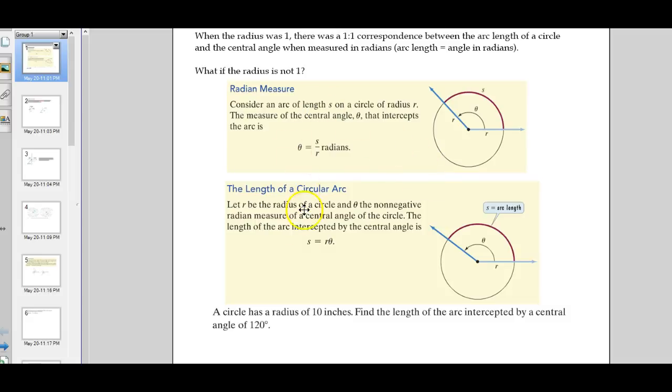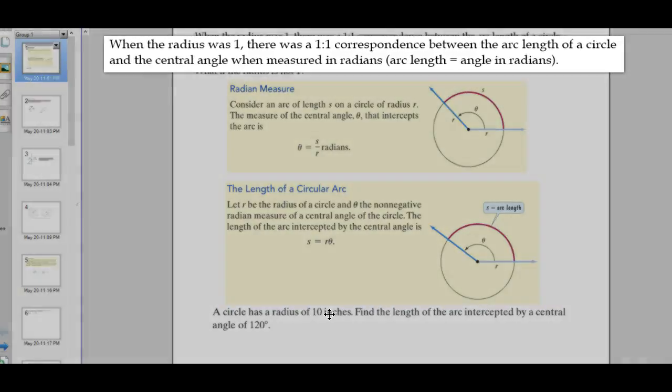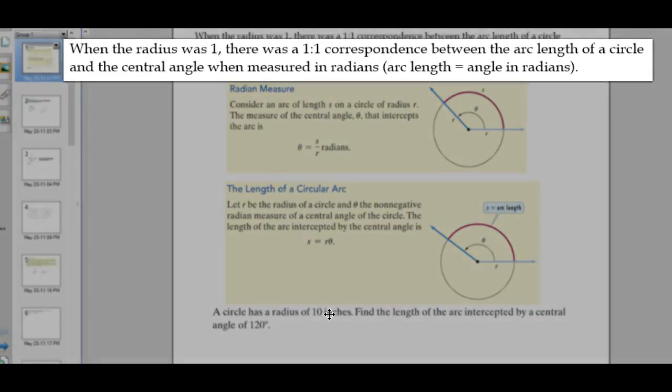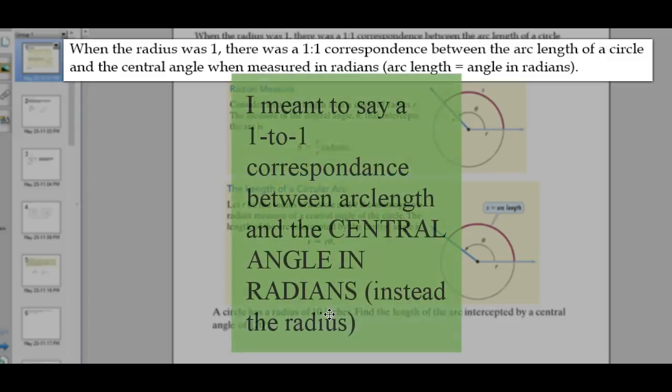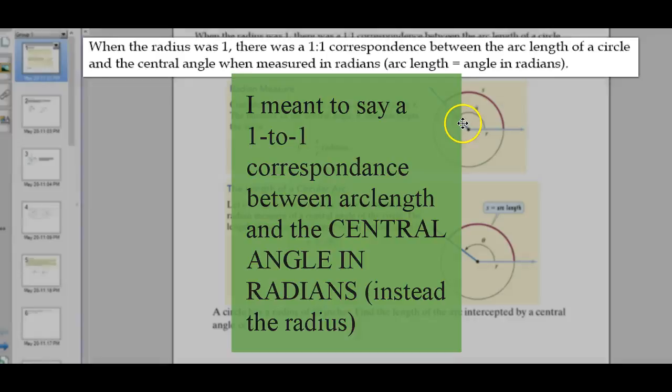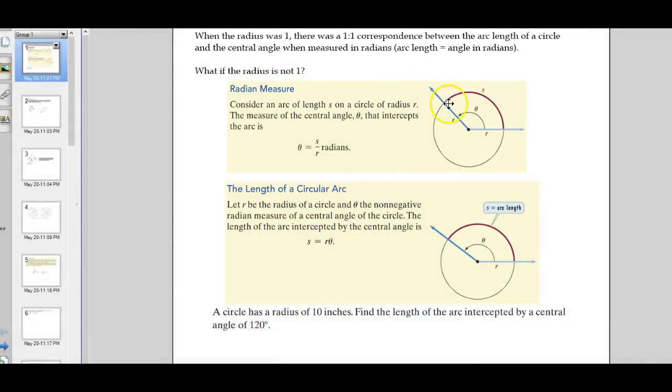What we're going to look at this time is angles in standard position and rotating off of standard position. So what we talked about before, when we had a radius of 1, there was always this one-to-one correspondence between the arc length, what we used S, and the radius itself. So the question is, well, what if the radius is not 1?